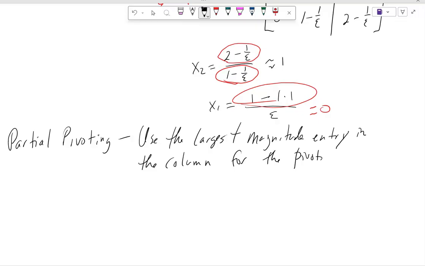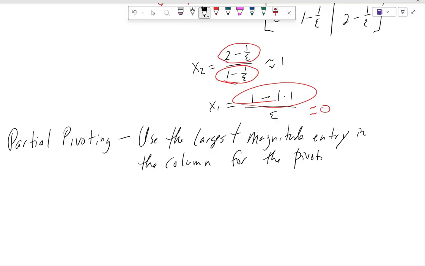From a computer standpoint, you don't really have to swap. You can leave it in place. Figure out which one's the biggest, work off of that one and get rid of the rest of them. Then go to your next column, figure out what's the biggest of what's left, not in the row that you used, and use that. You don't have to actually do the swapping.